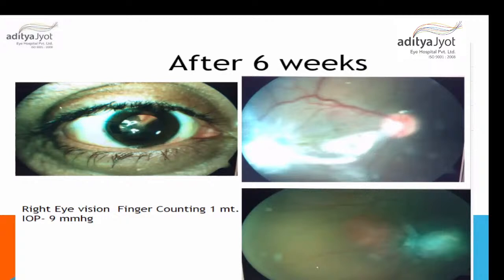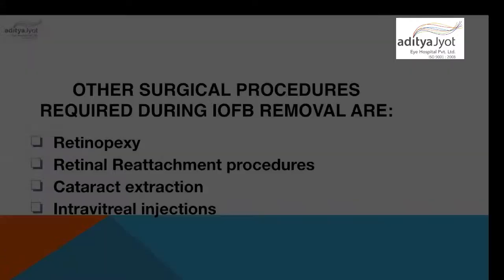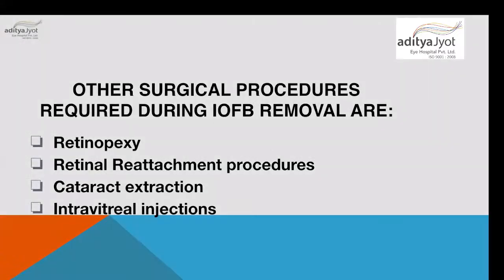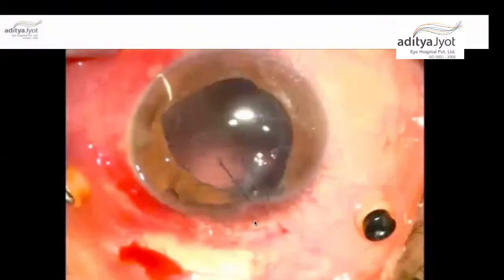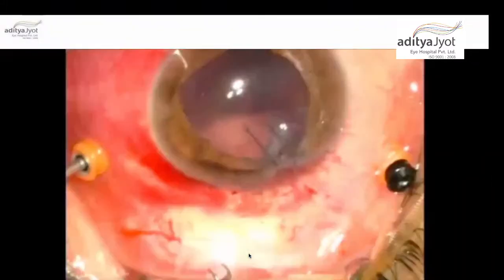The patient got only counting fingers because of the corneal irregularity. I think it can be sorted out later. So you can do the entire gamut of vitrectomy surgery to tackle this. And this is again another aphakic eye, which you see, I think, is a similar one.